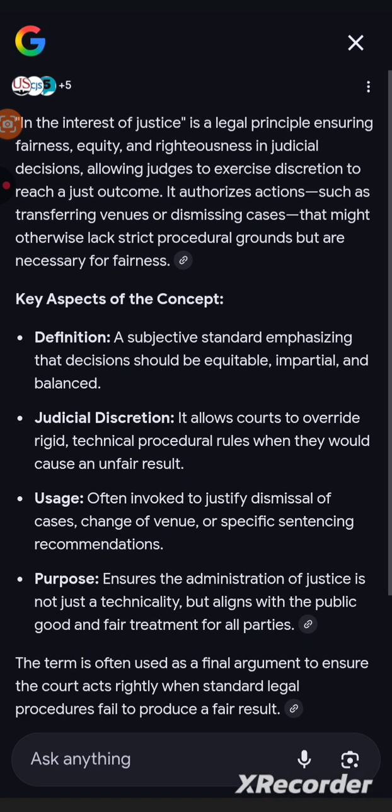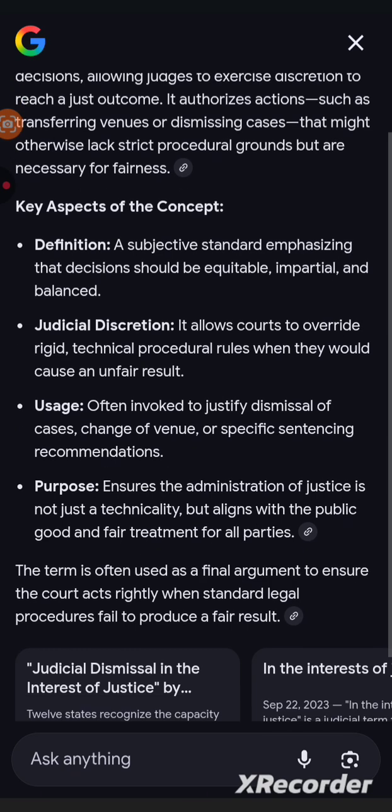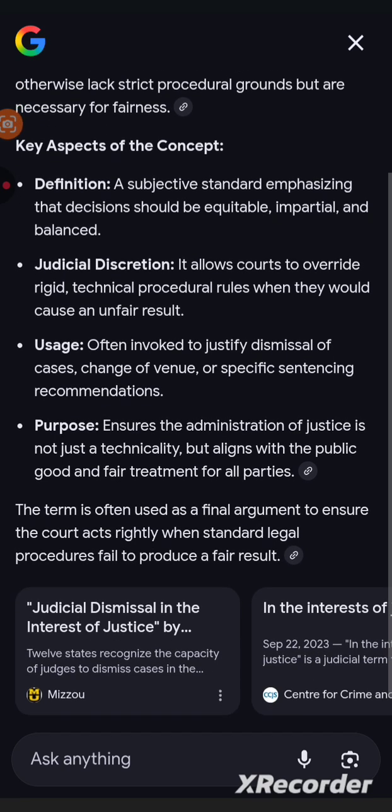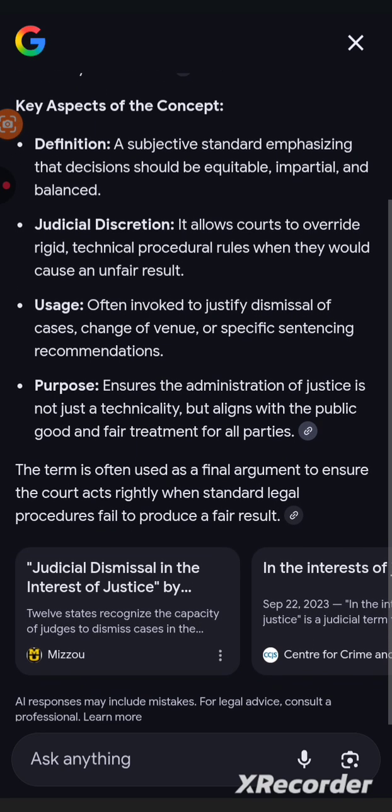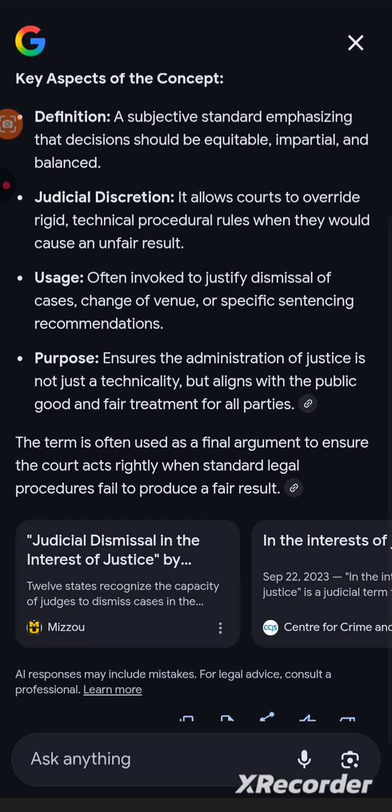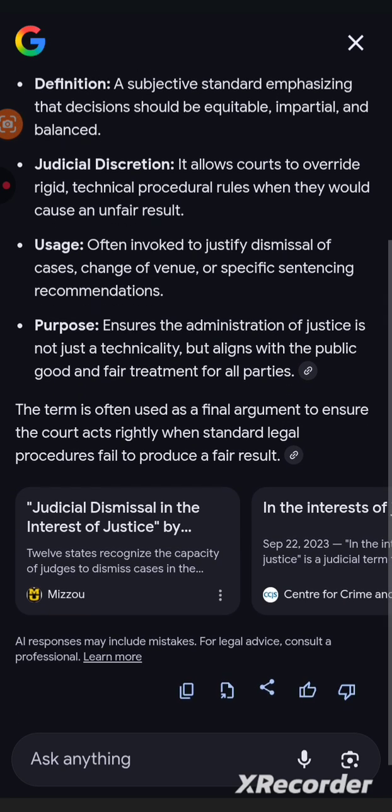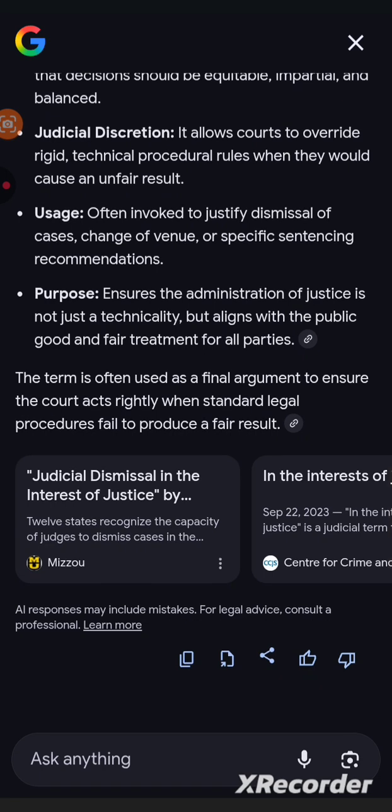Definition: a subjective standard emphasizing the decision should be equitable, impartial, and balanced. Judicial discretion allows courts to override rigid technical procedure rules when they would cause an unfair result. Usage: often invoked to justify dismissal of cases, change of venue, or specific sentencing recommendations, and I often use it for dismissal of cases. Purpose: ensure the administration of justice is not just technical, but aligns with the public good and fair treatment for all parties.